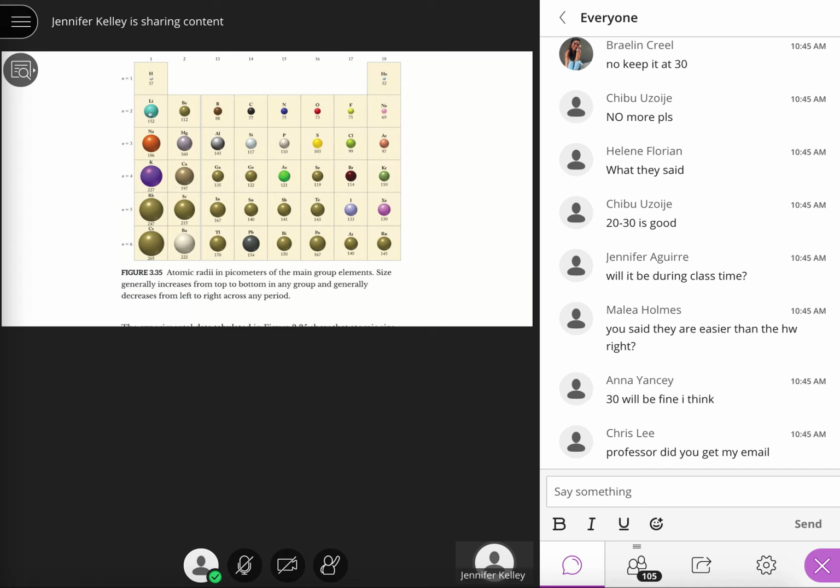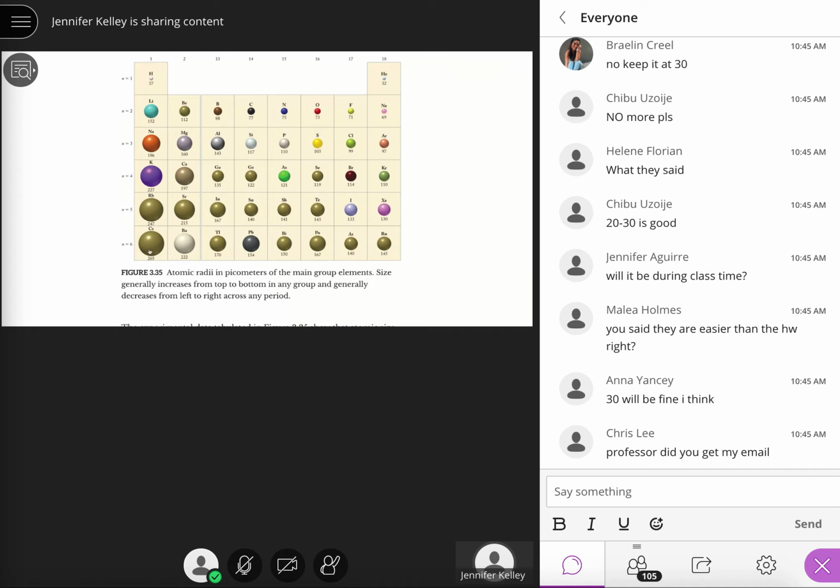But as you go down from lithium to sodium, you're adding a bunch of electrons there. And as you go from sodium down to potassium, you add a whole bunch of electrons there. So every time you go down an n level, you're adding a bunch of shells of electrons to your atom, so it gets bigger and bigger and bigger.